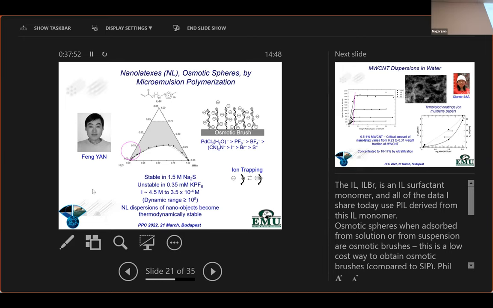In this case, the ionic liquid is a surfactant, and it's also a monomer, a key monomer, so it's an alternative approach to making ionic liquid modified polymers. This work was initiated by Feng Yan, who's now a big shot professor in China at the Suzhou University in Suzhou, and also at Donghua University.